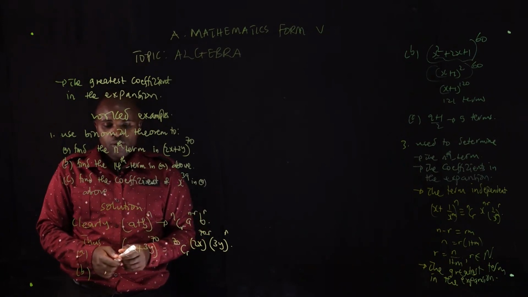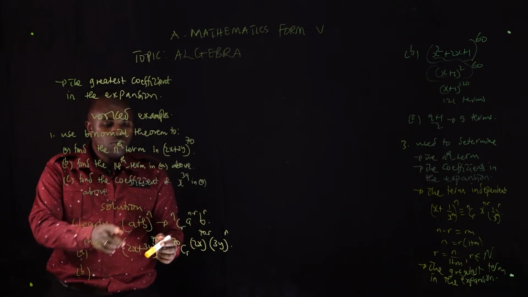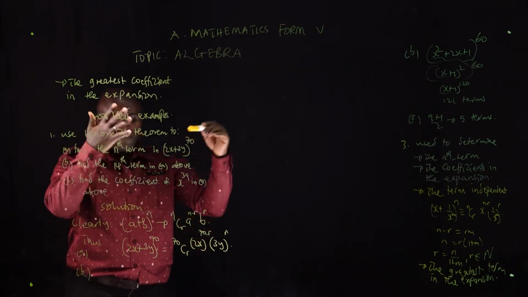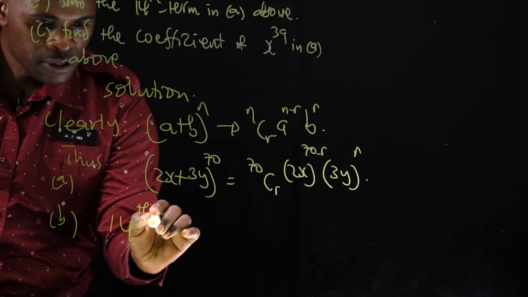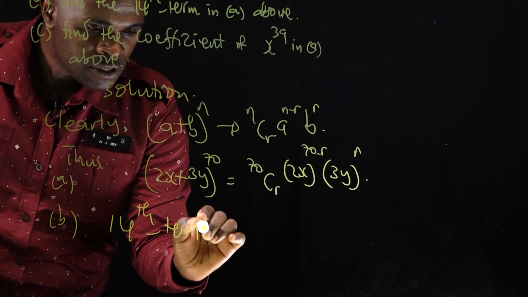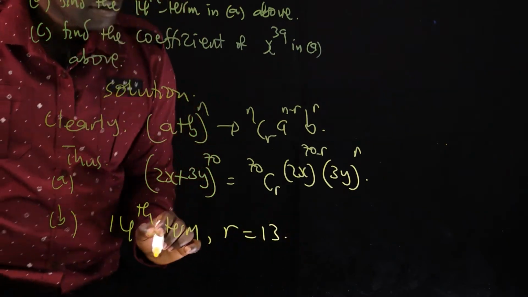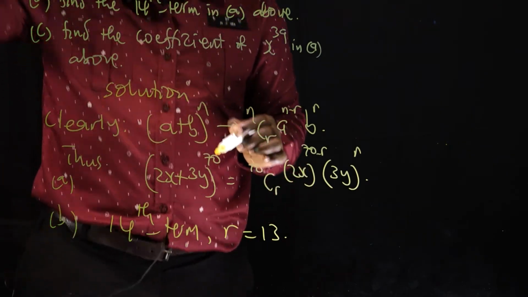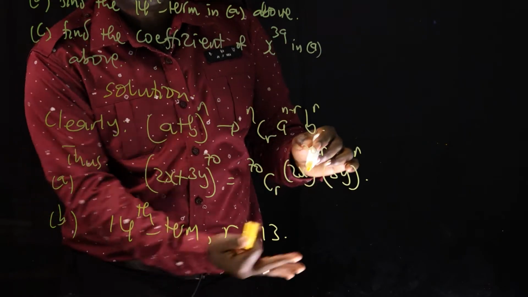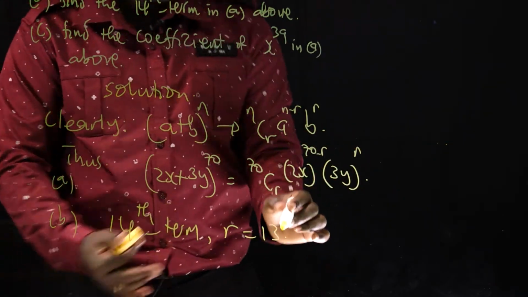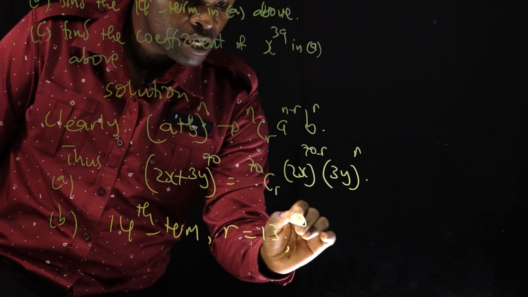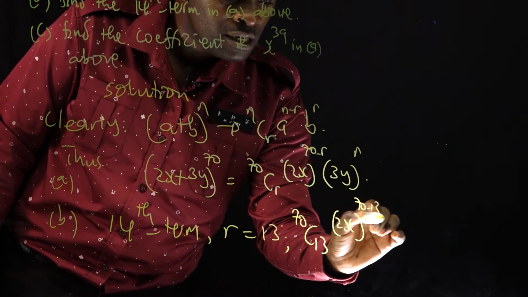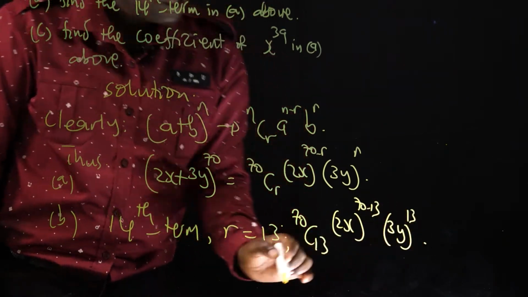For the 14th term, we have seen the first term is always combination 0, the second term combination 1. It means when we are treating the 14th term, r becomes 13, because the first term is combination 0. So the combination must be less by 1. Therefore, I'll just take 13. It means here we have 70 combination 13, (2x)^(70-13), (3y)^13. This is the 14th term.